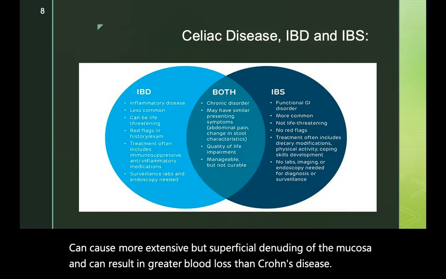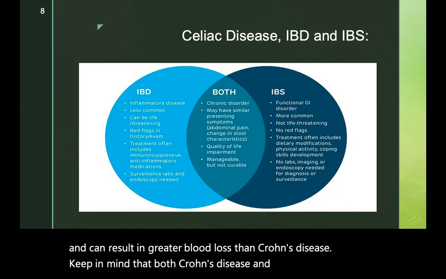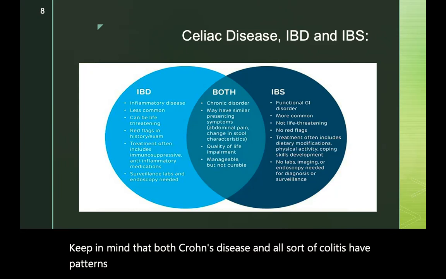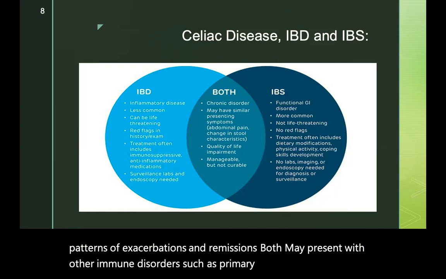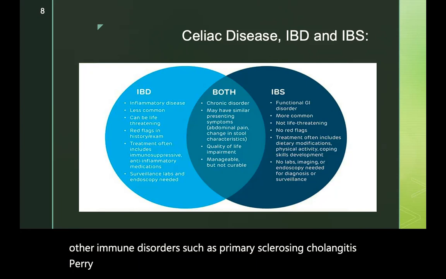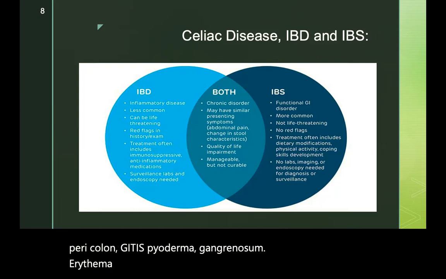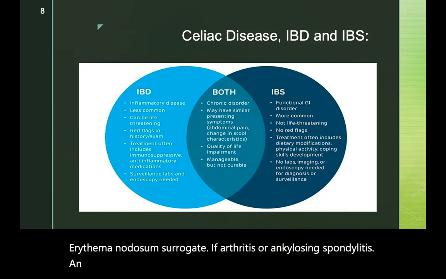Keep in mind that both Crohn's disease and ulcerative colitis have patterns of exacerbations and remissions. Both may present with other immune disorders such as primary sclerosing cholangitis, pericholangitis, pyoderma gangrenosum, erythema nodosum, seronegative arthritis, or ankylosing spondylitis. An endoscopy, imaging studies, and biopsy are used for diagnosing.